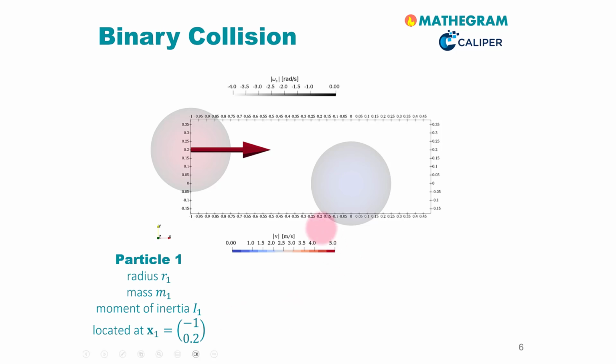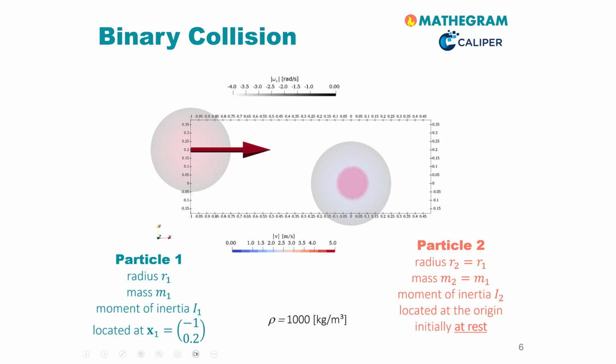And for that, I would like to let two particles collide in a binary collision. The first particle, the red one here, is located at this position, so x is minus 1, and y is 0.2. The units here are in meters, but it really doesn't matter. We always recommend using SI units, but you could also use alternative ones if you like. And the second particle is located at the origin, the 0, 0 position.